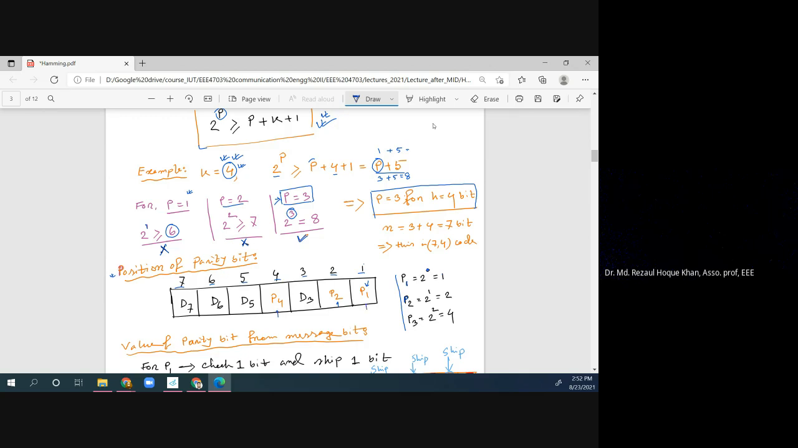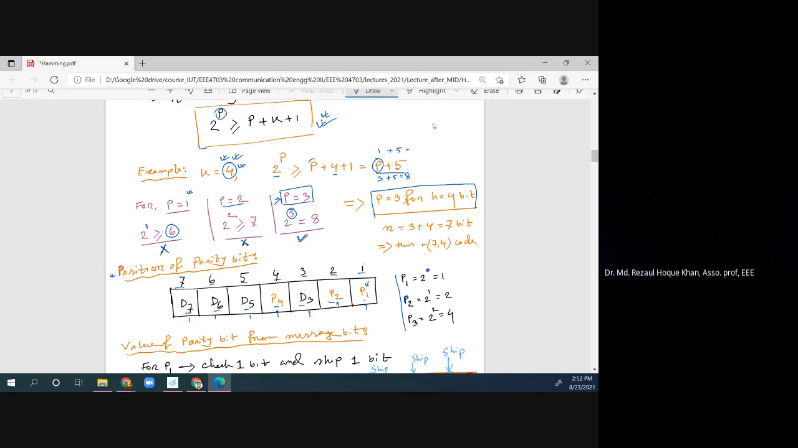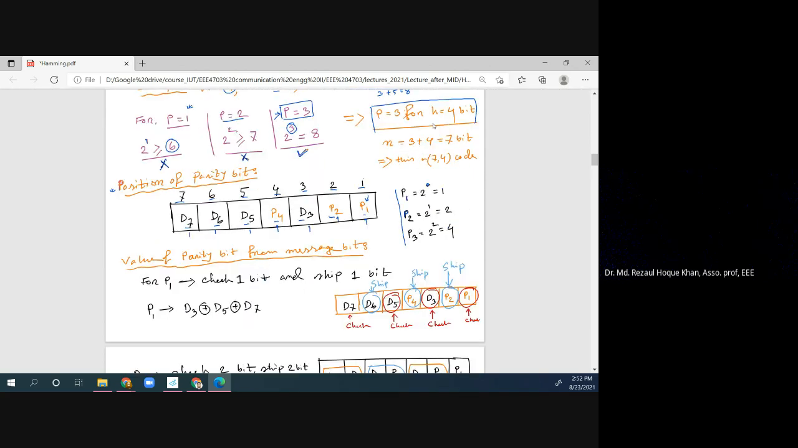You see, P1, P2, and P3. The rest of the bits will be the data bits, or message bits: D3, D5, D6, D7. So the total becomes 7. You see here I have 1, 2, 3, 4 message bits and 3 parity bits, which makes a total of 7, like a code word. Got it, guys?